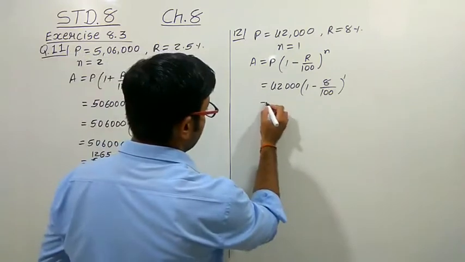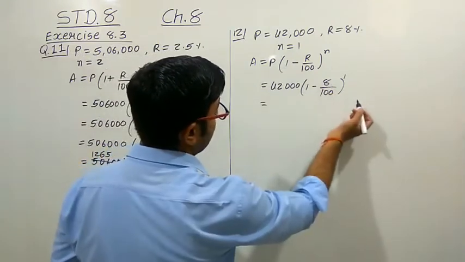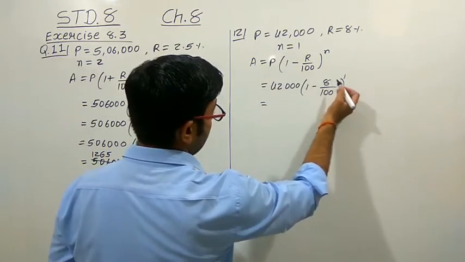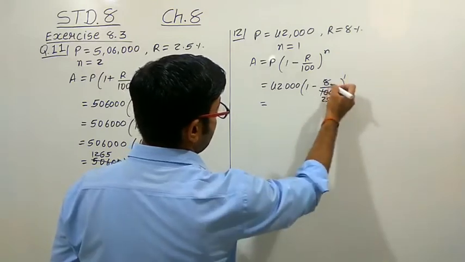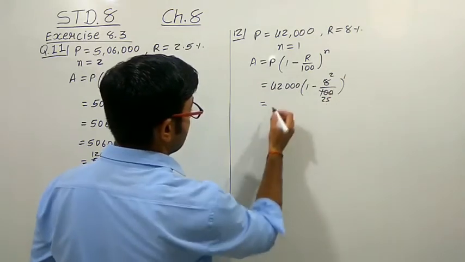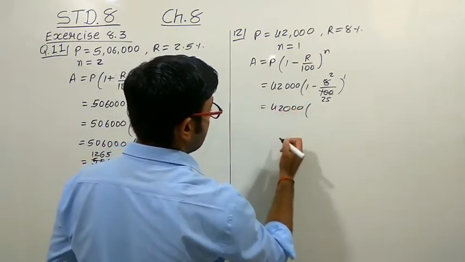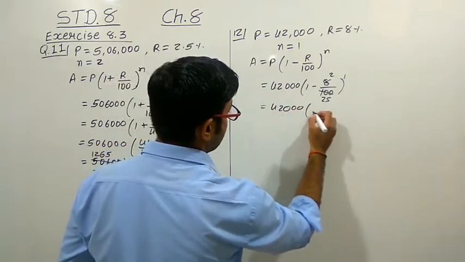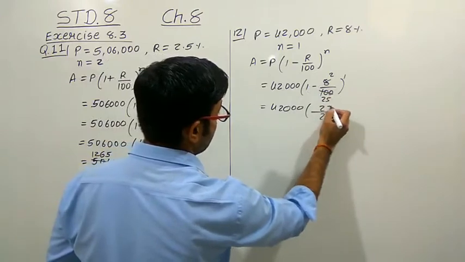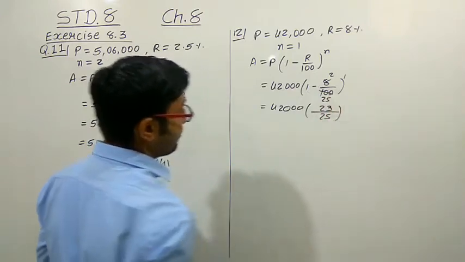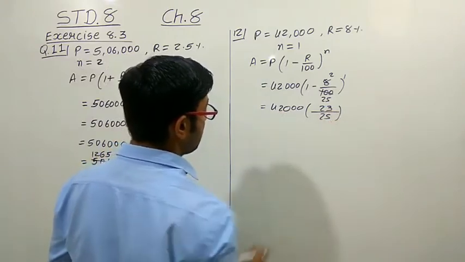Okay. Now we can cancel this 8 and 100 with 4. We get 25, since 4 twenty-fives are 100 and 2 fours are 8. Okay. So we get here 42,000 times, and we can take 25 as the LCM. So in the numerator, what are we getting? 25 ones are 25 minus 2, that is 23. Now no need to write down the power because the power is 1. So we just have to multiply these 2 numbers and divide by 25.